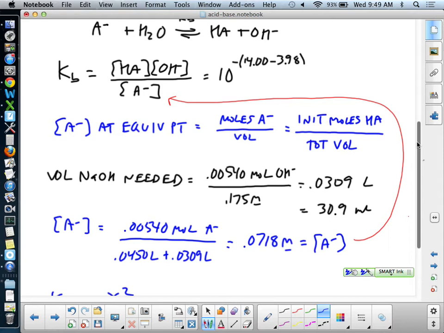Are you sure the approximation is not going to work? No, it works. We figured it out. Okay, I'm confused. I put in Ka instead of Kb.